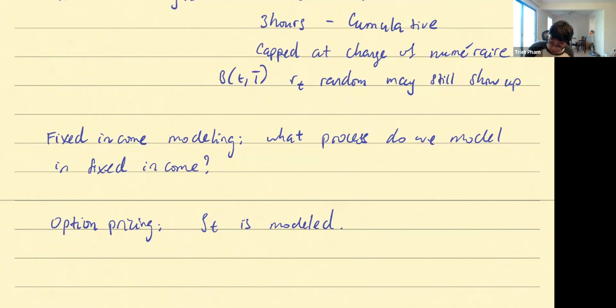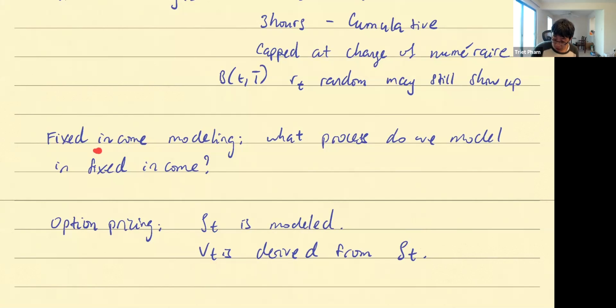But S_T is modeled and V_T is derived from S_T by pricing, right? That's what we mean. If you want to do option pricing in 2 sentences, that's really it. Model a stock, derive V_T from the stock.